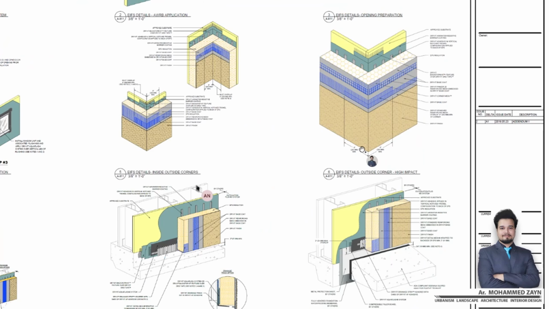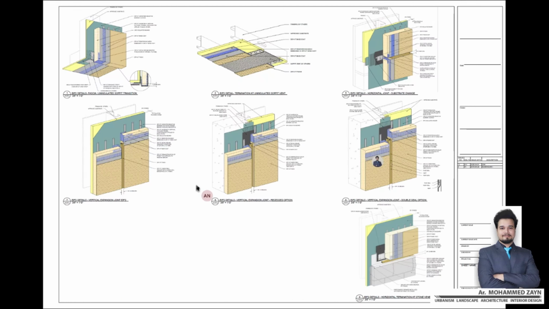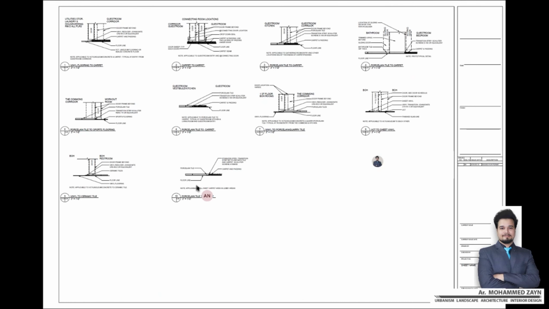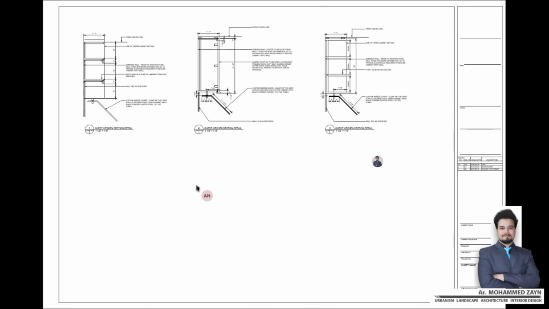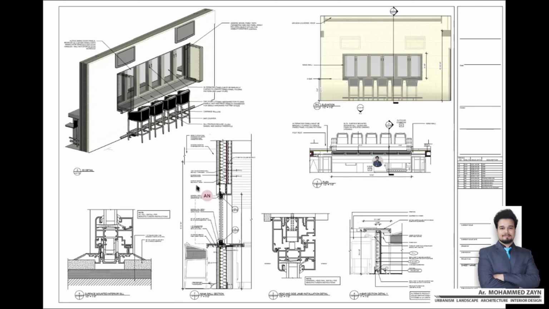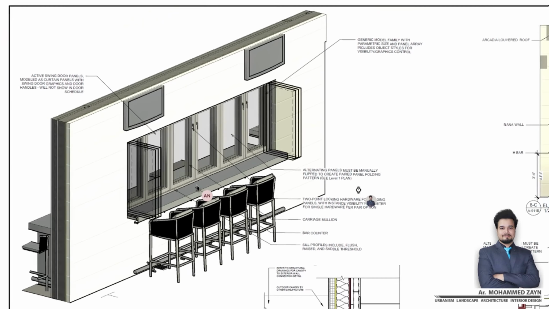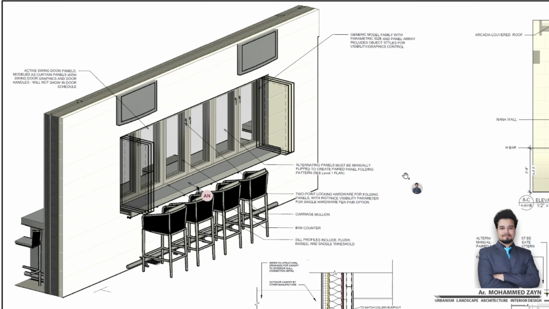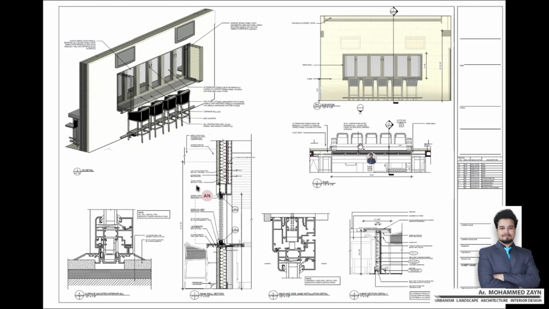Move forward. Yeah, these are all the construction details. So if we see here, this is a bar detail in here. You can see how, if you can zoom onto one detail, please. Can we go back to the previous sheet once?